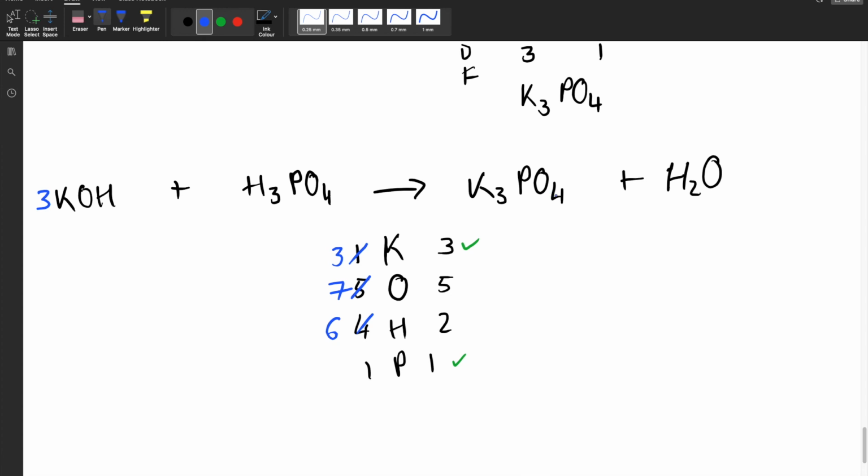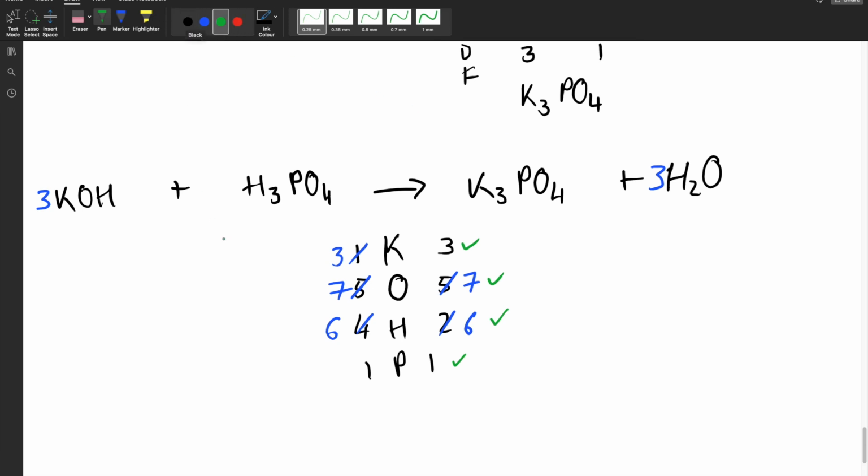So what can we do? If we wanted 7, we could put a 3 in front of there. That would give us 1, 2, 3, 4, 5, 6, 7 oxygens there. But it would also affect our hydrogen. We'd have 6 on this side now, which is exactly the same as that side. So it solved both of our problems. So that is now balanced. You need a 3 in front of your potassium hydroxide and a 3 in front of your water.